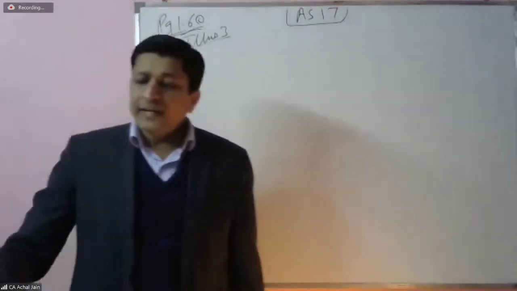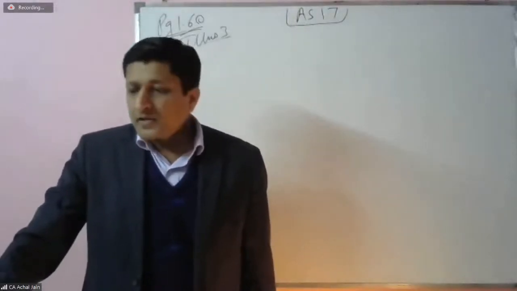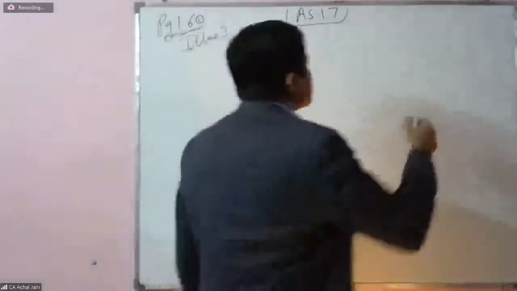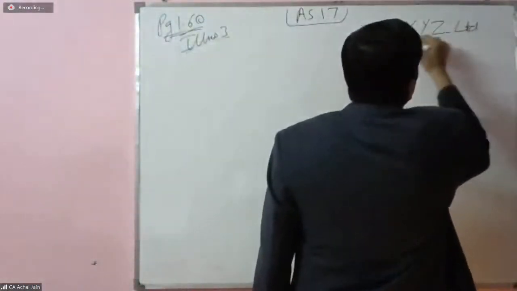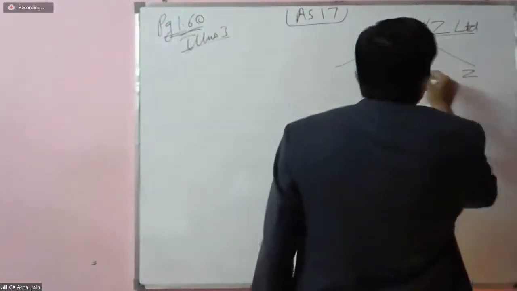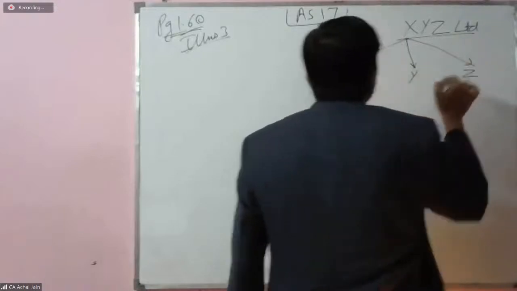Messrs XYZ Limited has 3 segments: X, Y, and Z. So we can also see this. XYZ Limited has got 3 segments: X, Y, and Z.